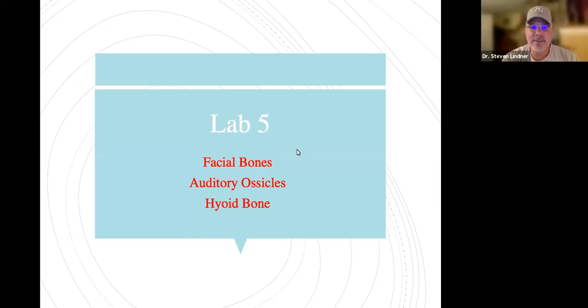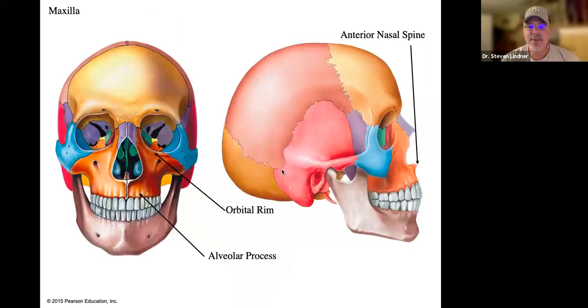Let's take a look at some of the other facial bones and the bones inside the ear, the auditory ossicles, as well as the hyoid bone. Okay, so let's review some of the things that we already know. We know here is the frontal bone. Down here at the bottom, this is the mandible. Up here is the maxilla, that's the upper jaw. So the maxilla has an attachment for the teeth to go in the gums, and that's called the alveolar process.